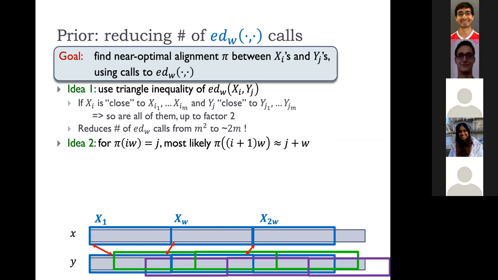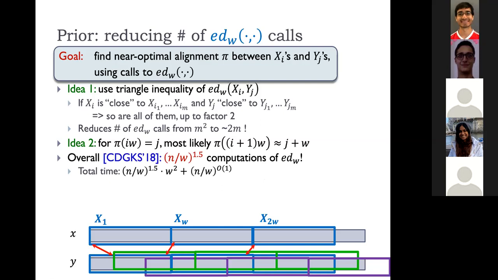So these are two ideas, and if you put these two ideas together in the right way, you can already improve on the quadratic time algorithm and get a little bit better. In particular, this is the best paper award paper from FOCS 18 by Chakraborty, Das, Goldenberg, Koucký, and Saks. This was the first algorithm for computing edit distance in constant approximation, subquadratic time.